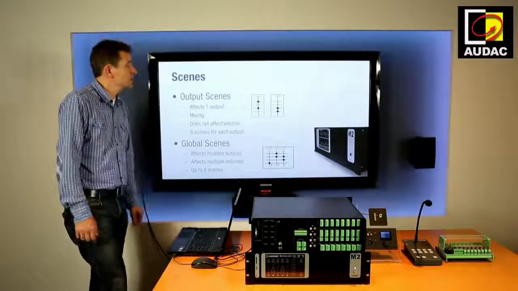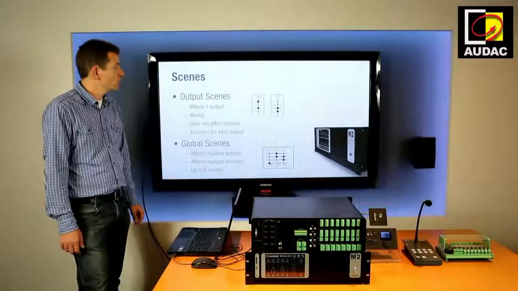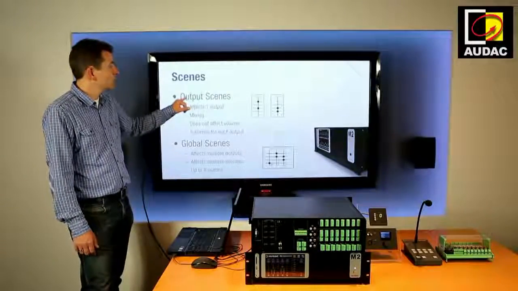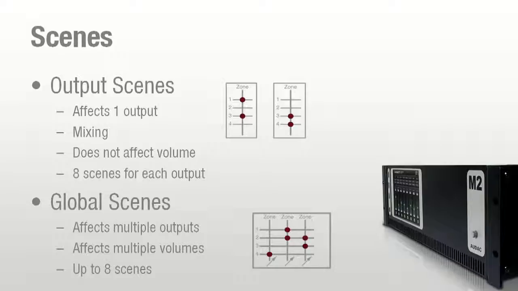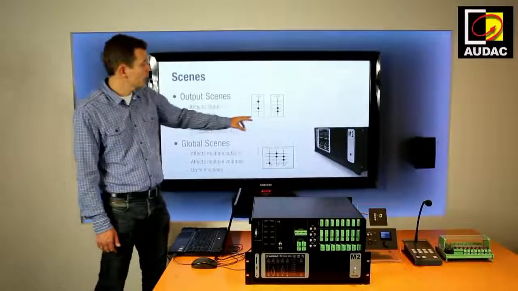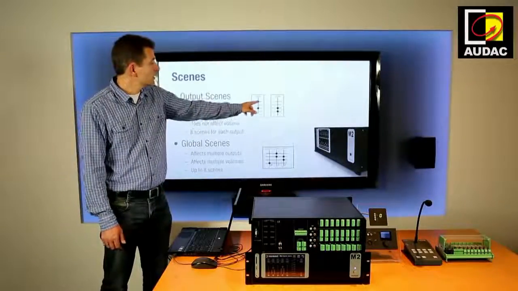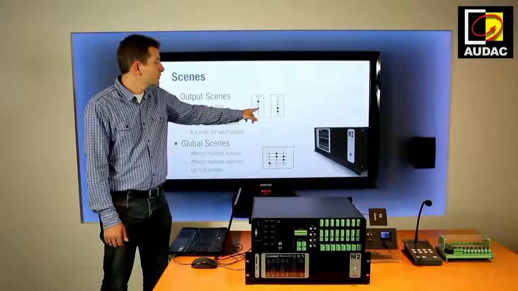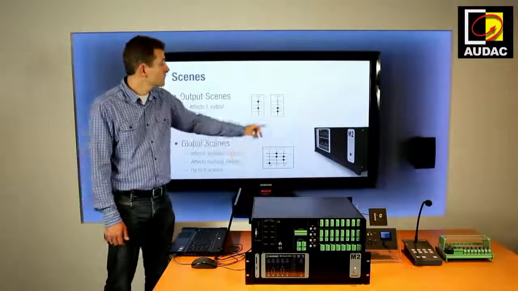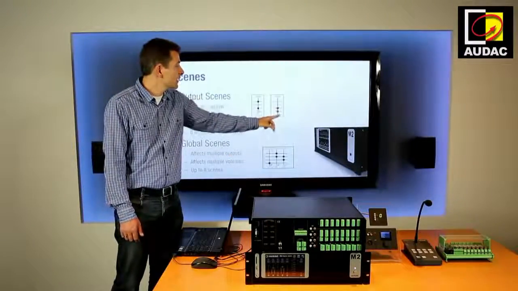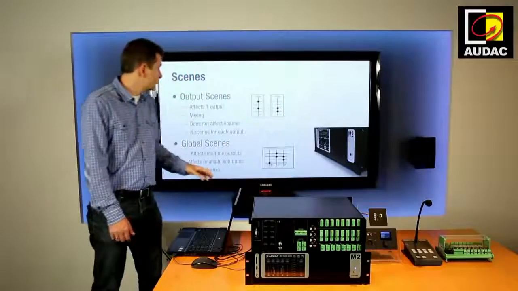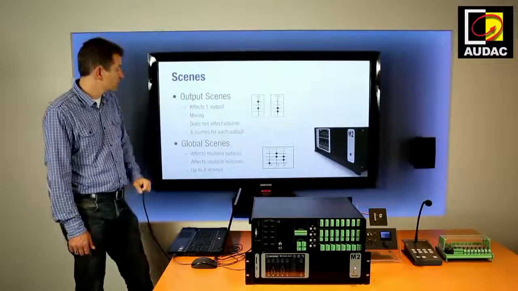Scenes. We created scenes to make mixing more easy. You have output zones. Output zones affect only one output. We can select some mixing of some sources. It does not affect the volume of the output zone. And you have 8 scenes for each output. I have some examples. Scene 1 is mixing of input 1 and input 3. And scene 2 is a mixing from input 3 and input 4. You can create up to 8 scenes for each output.